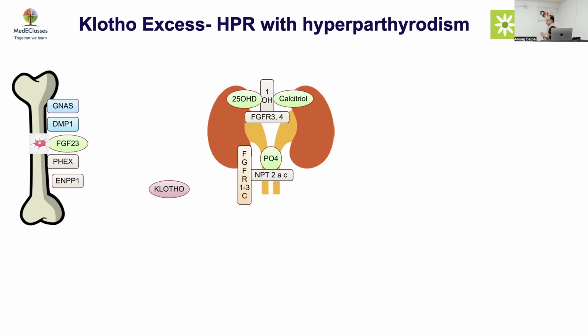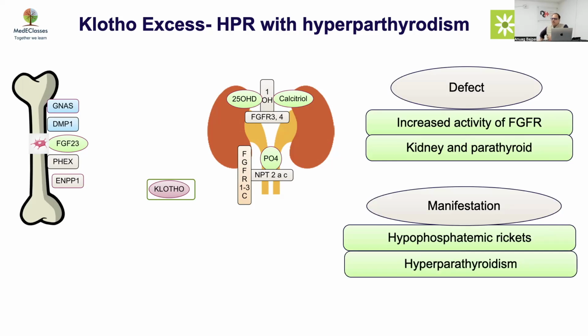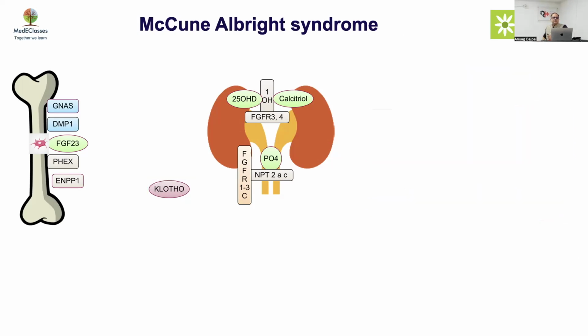Now, Klotho. So what was Klotho doing, Nimisha? Yes, so Klotho is like a key. It is opening the FGF receptor. If there is no Klotho, nothing is going to happen. If you have Klotho excess, what will happen? You have more FGF receptor to work, so even with the same number of FGF molecules, more activity will be there. So this problem is increased activity of FGF receptor, and it is happening at kidney and parathyroid. So it is an unusual scenario of hypophosphatemic rickets with high PTH. So if you have high PTH with hypophosphatemic rickets, that's Klotho excess. This is a rare disorder, but remember this combination.